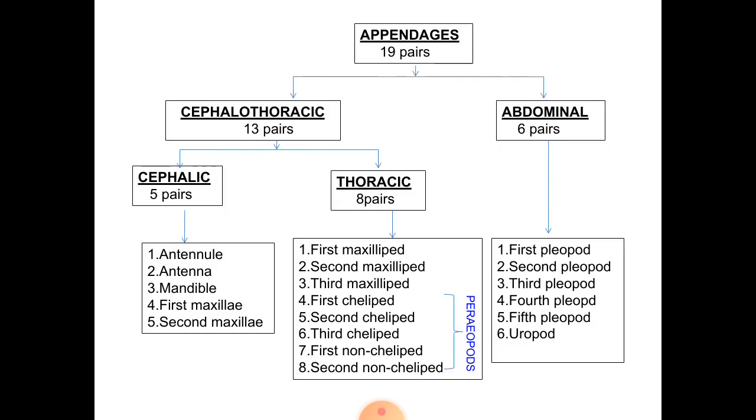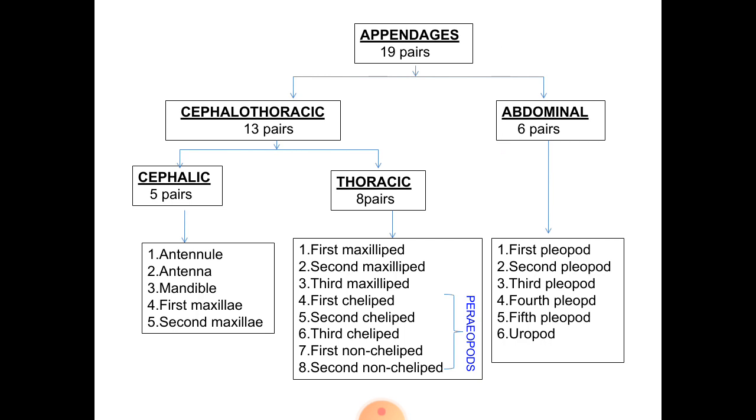Coming to the appendages, there are 19 pairs of appendages which can be divided into two types, that is cephalothoracic, which includes cephalic and thoracic appendages, and abdominal appendages. There are 13 pairs of cephalothoracic appendages which can be divided into 5 pairs of cephalic and 8 pairs of thoracic appendages. The 5 pairs of cephalic appendages include antennule, antennae, mandible, first maxillae and second maxillae.